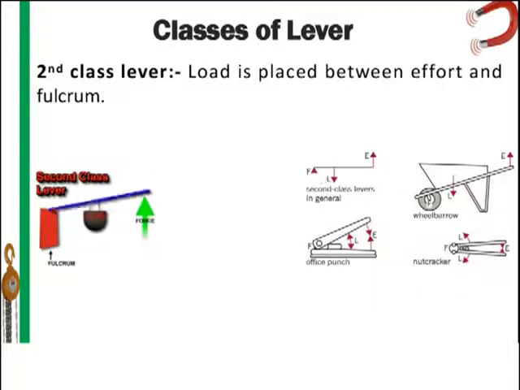Here we have the position of the fulcrum, here we have the position of the load, which is between the effort and the fulcrum, and at the other end of that lever we have the effort. And you can see that illustrated in this simple animation. Here we have the fulcrum, here we have the load, and here we have the force, or the effort force. So this is an example of a second-class lever.